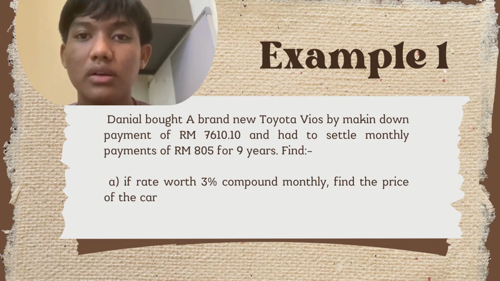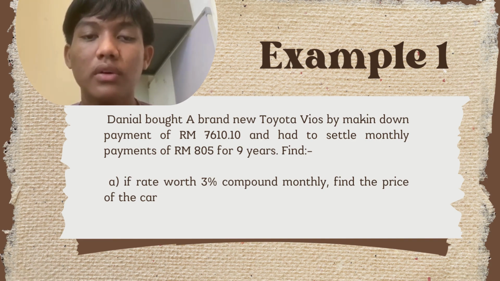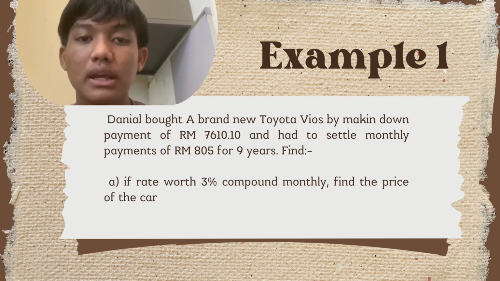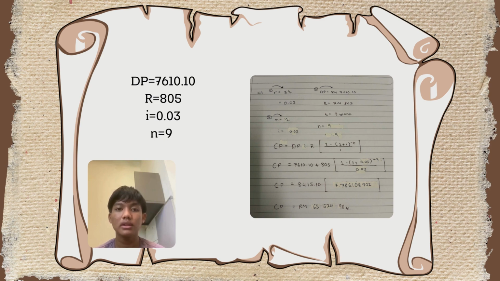So we go to example 1. Daniel bought a brand new Toyota Vios by making a down payment of RM7,610 and had to settle a monthly payment of RM805 for 9 years. If the rate was 3% compounded monthly, find the price of the car. DP is 7,610 ringgit 10 cents, R equals 805, i equals 0.03, and n equals 9.